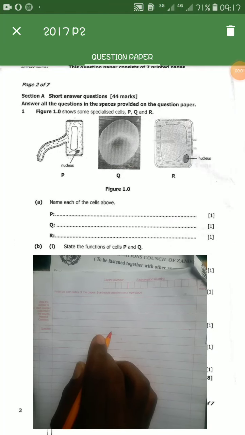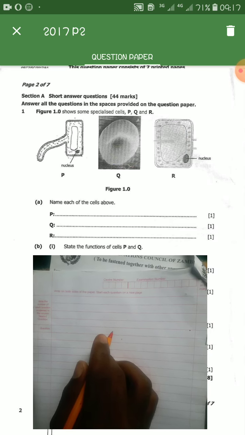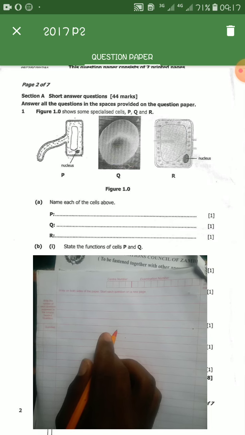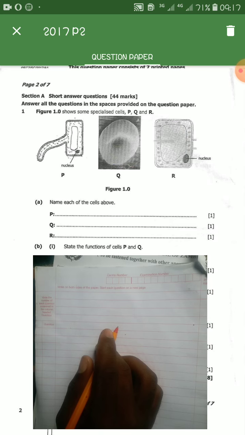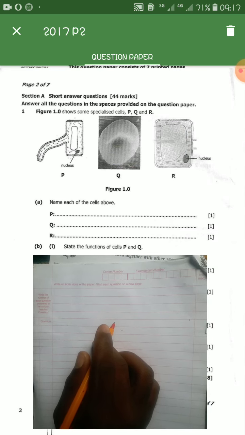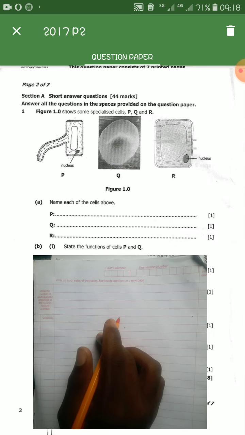In this video, we are going to look at how we can solve some examination questions on cells. Question 1, 2017, paper 2, says figure 1.0 shows some specialized cells P, Q, and R. Remember, when we are talking about specialized cells, these are the cells that adapt to a specific function.